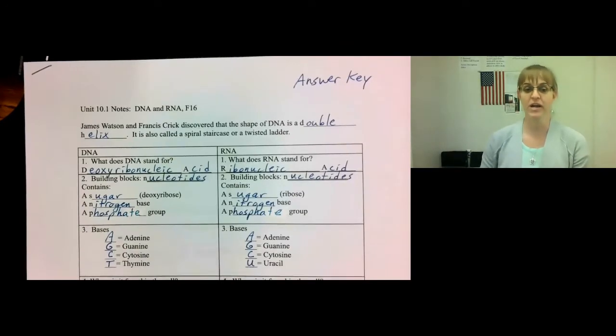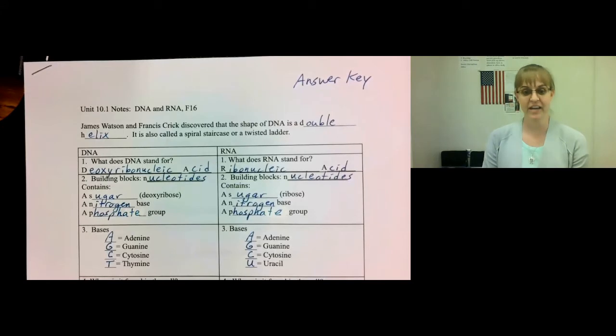DNA stands for deoxyribonucleic acid. RNA stands for ribonucleic acid. The building blocks of both DNA and RNA are nucleotides. Those are the monomers that make up the polymer DNA or RNA.